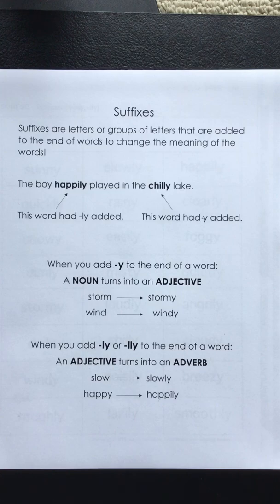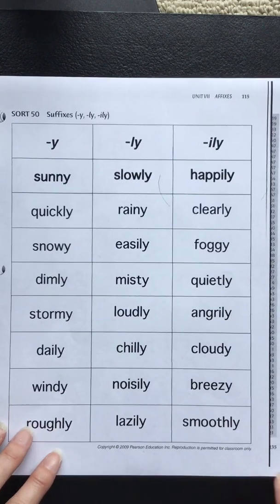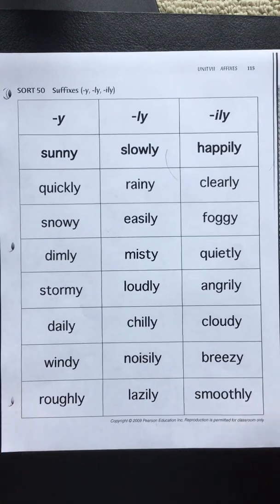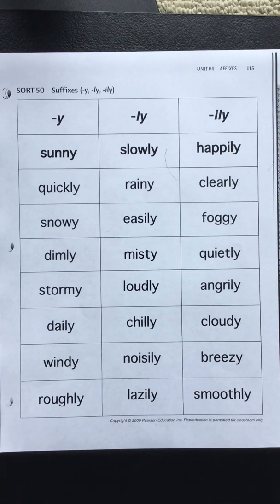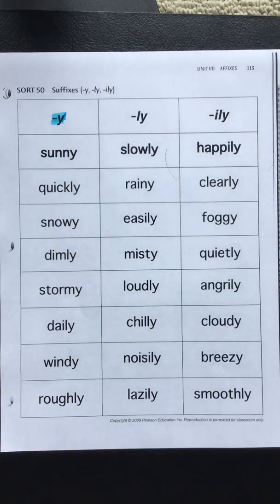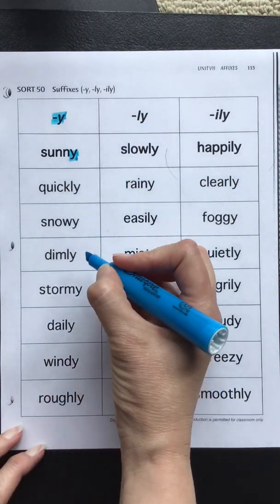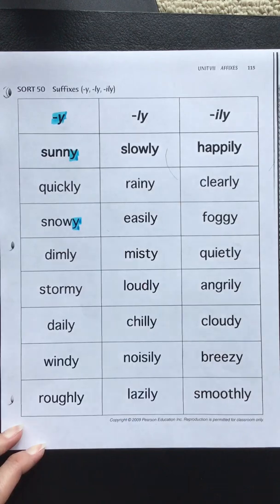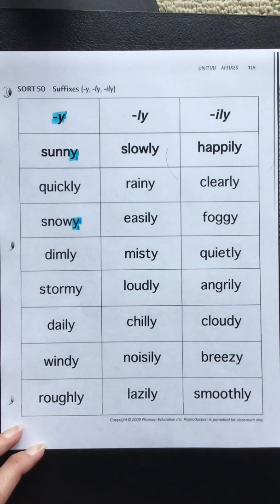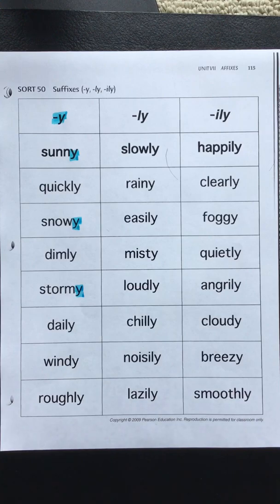All right, everybody. So those are the rules with suffixes in this case, with adding y or adding ly or ily. Now we can take a look at our words, and we're going to do this fairly quickly so that you can get started. Okay, let's take a look at our first one when we add y. Can you find a word in our list that added y to the end of the word? Did you see sunny? Do you see another one? Did you see snowy? Maybe we'll find one more. Did you see stormy? Let's just go down the list this way. There are more, but I'm going to stop there.